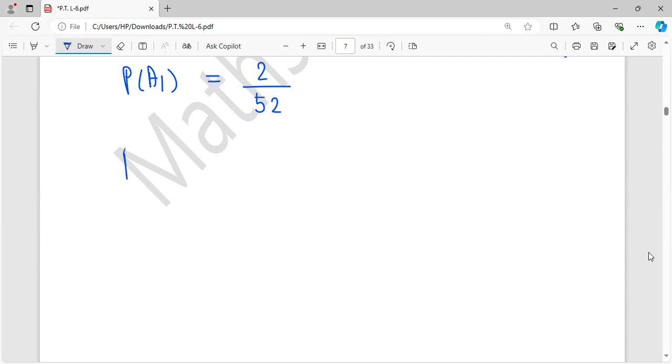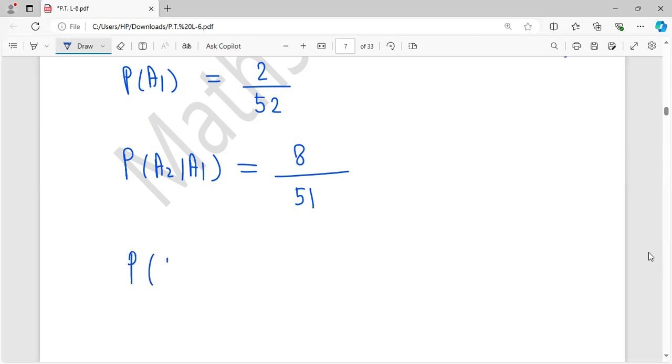Now what is P(A2 relative to A1)? The first event is done. One card is drawn. Now there are only 51 cards. And the A2 event is getting a 10 or a jack. There are 4 jacks, and how many 10s are there? 4. So 8 options we have. So 8 upon 51.